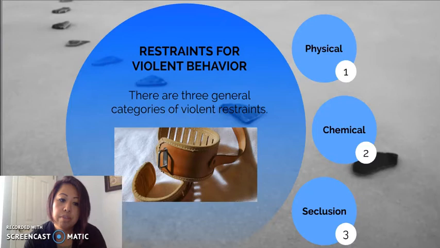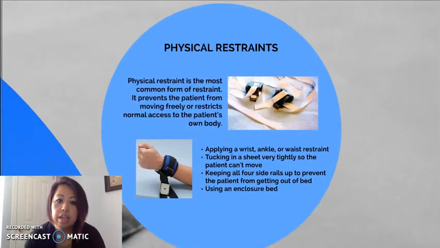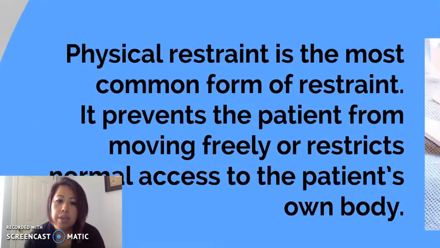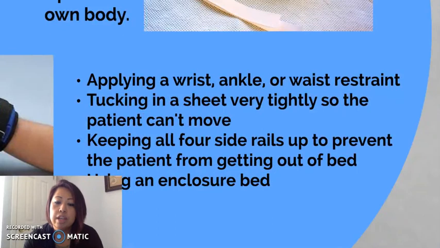Violent restraints are something we use on patients who are an imminent threat to themselves or to others. There are three different kinds that we're going to go over. First off, physical restraint. Physical restraint is the most common form, and it prevents the patient from moving freely or restricts normal access to the patient's own body. These types of restraints would include wrist, ankle, or waist restraints, tucking in a sheet tightly so the patient can't move, keeping all four side rails up to prevent the patient from getting out of bed, or using an enclosed bed.